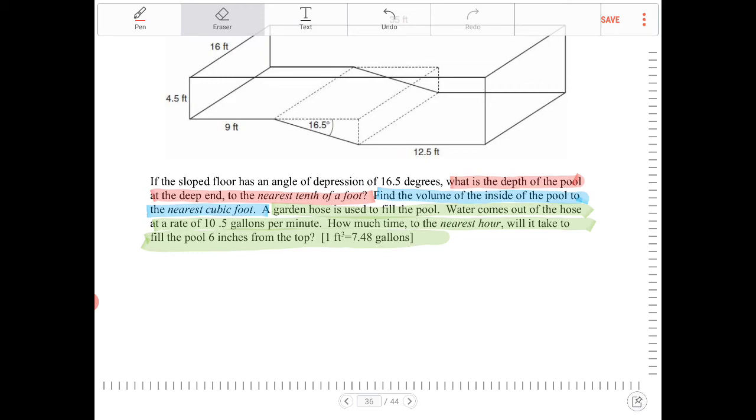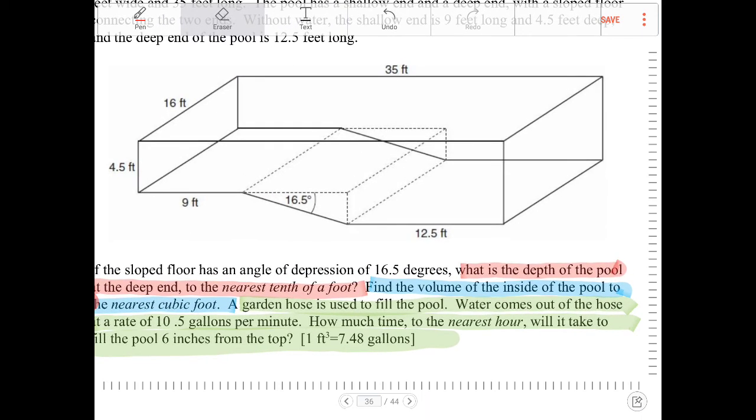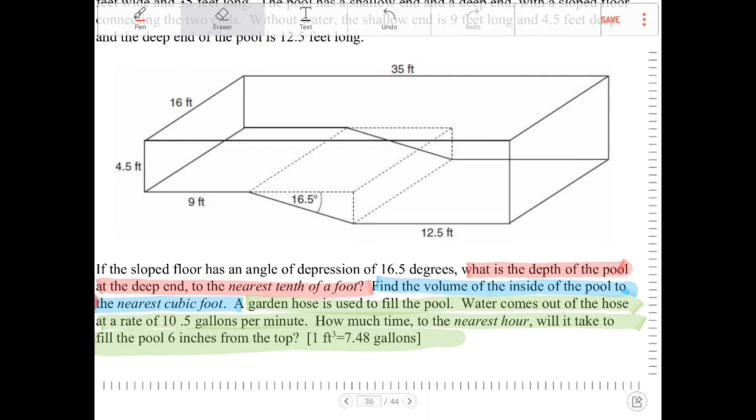So the question that's highlighted in pink there: we have to find out what is the depth of the pool from the deep end. Now, to do this, I'm going to label the diagram. In addition to the dimensions that are already given to us, I'm going to draw in these auxiliary lines to help us out with determining the depth of the pool.